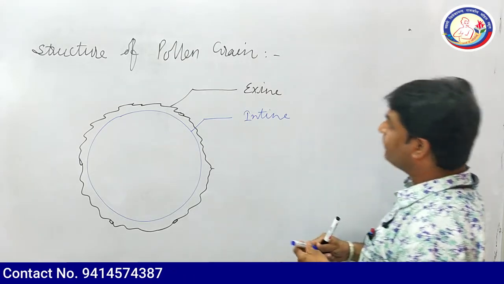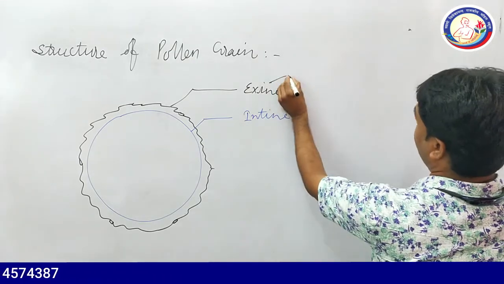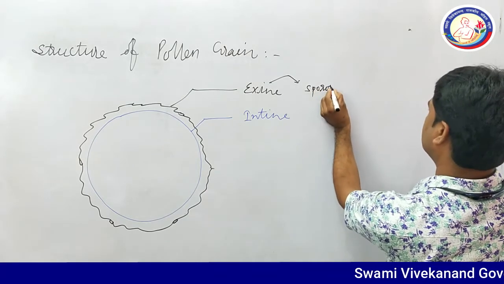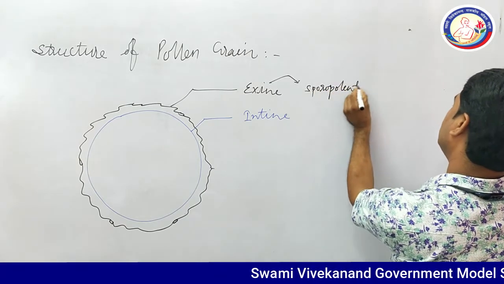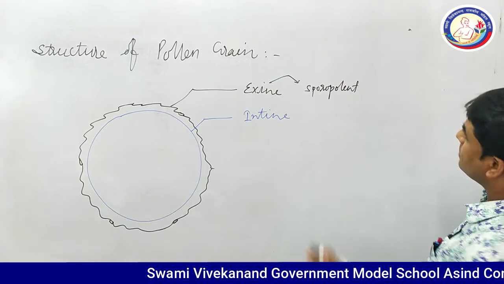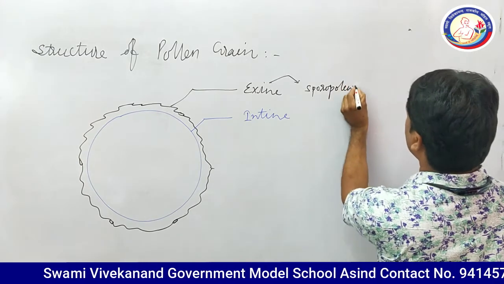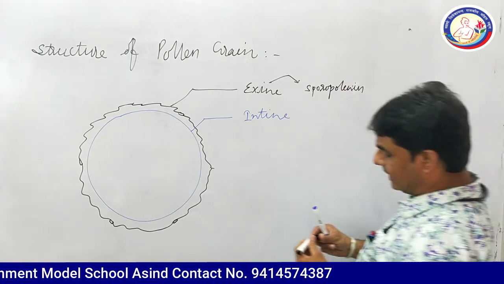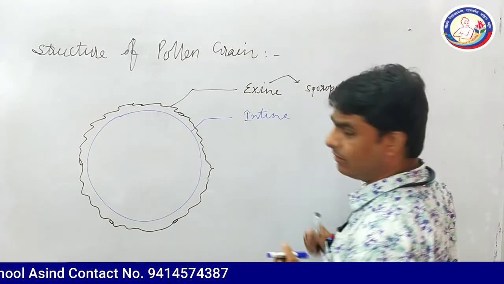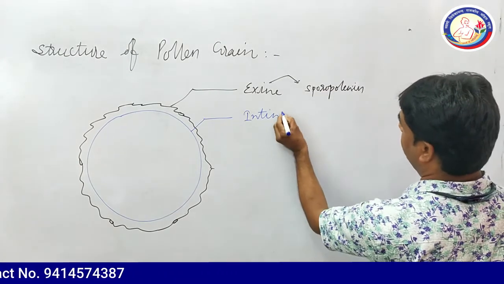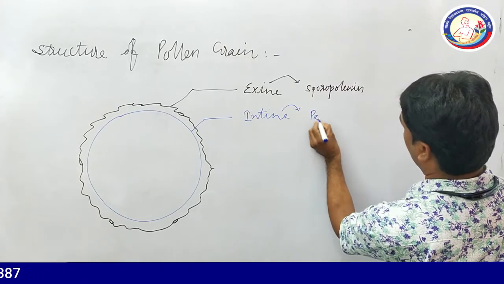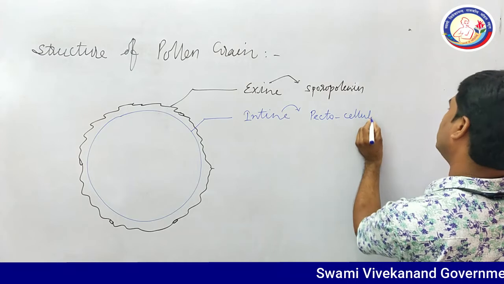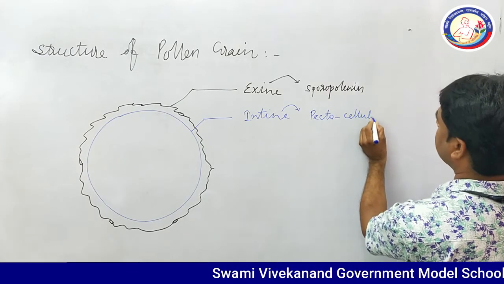Exine is made of sporopollenin, which is highly resistant to temperature, humidity, acid and alkalis, while the inner layer of the pollen grain is made of pectocellulose, meaning cellulose plus pectin.